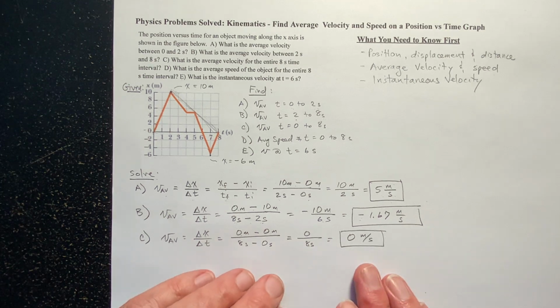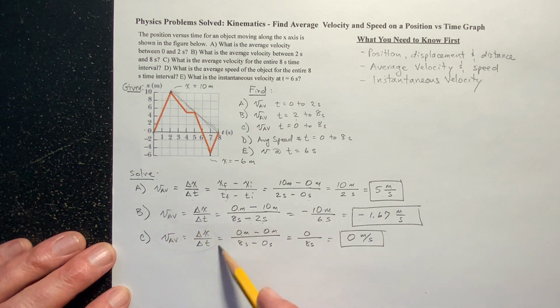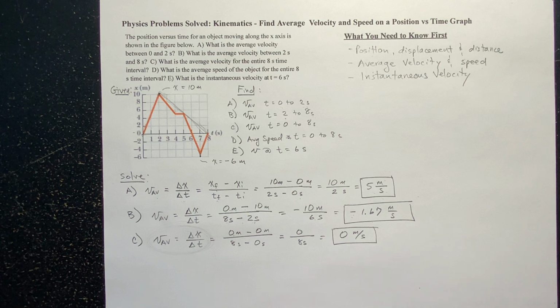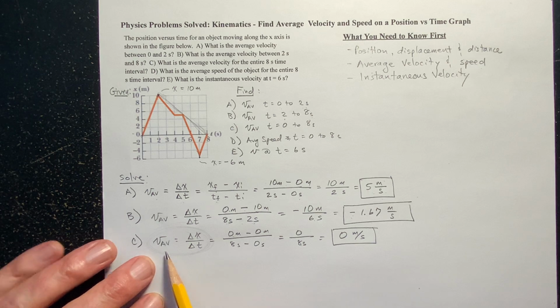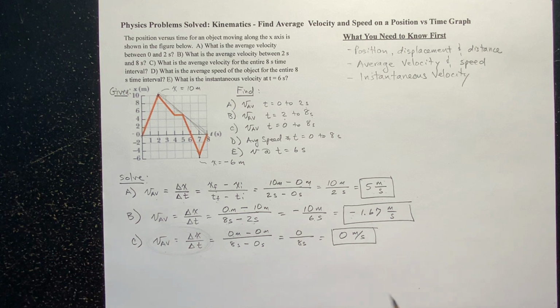Now, what does this mean? This means that over that 8 seconds, I ended up where I started. It's as if I didn't go anywhere. My average velocity is 0 because my delta x was 0. You have to obey this operational definition. An operational definition is a definition based on a procedure. You follow this procedure to get the average velocity. The procedure is delta x over delta t. And you follow that. This just means overall you didn't go anywhere in that time interval.